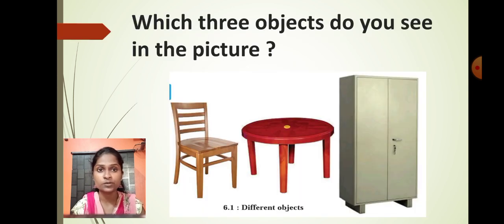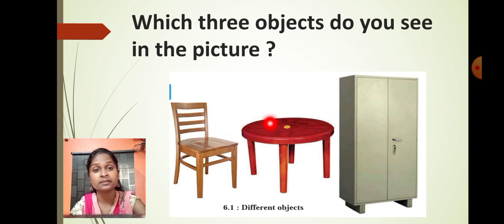Okay, so students, now look at these objects. Can you see the objects here in this given picture? Which three objects do you see here in this picture? Any guesses what you see here? Yeah, absolutely. These objects are available right now in our home also. Am I right? So you can see that this is a chair. Am I right? This is a table. This is a cupboard. Am I right?